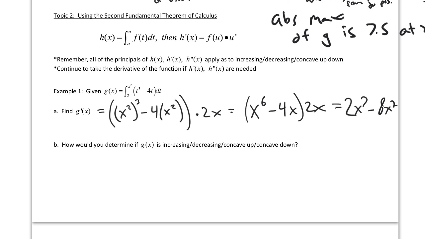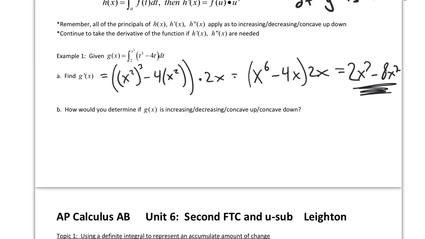Okay, how would you determine if it was increasing, decreasing, concave up, concave down? You'd be looking at the derivative. Is the derivative positive or negative there? Well, is this value here positive or negative? Concave up or down, we would take the second derivative, etc.